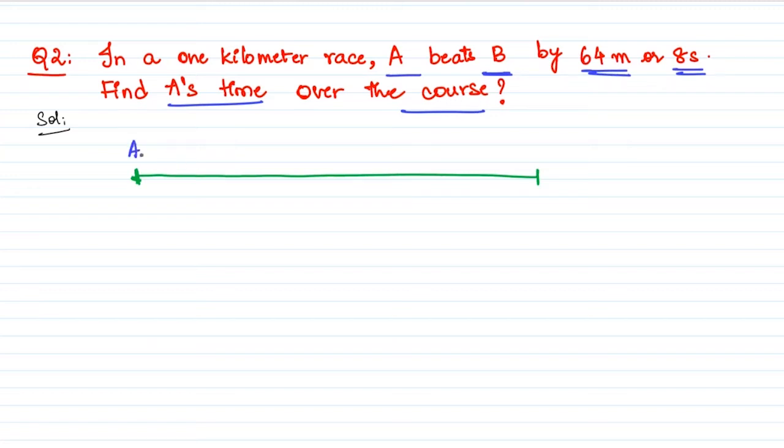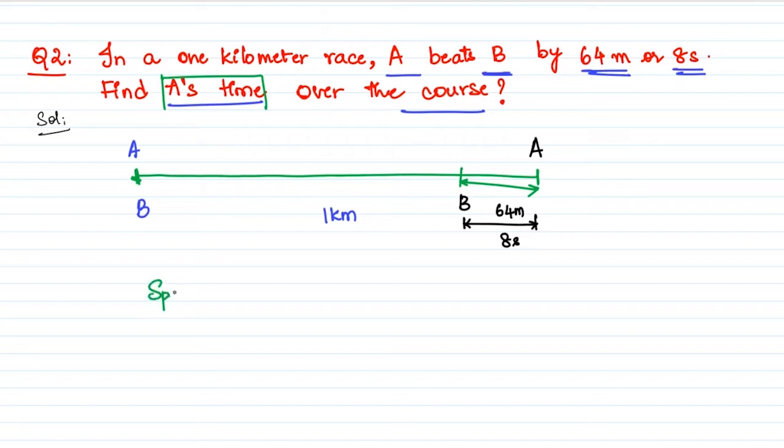Now in a race, suppose this is a race course of 1 kilometer distance, and now A and B are participating in this race, and A has finished the race first and B is behind A by how much? It is given by 64 meters or 8 seconds. All right. Now we have to find out A's time over the course. Now, if you can see, B covers this distance in 8 seconds, right?